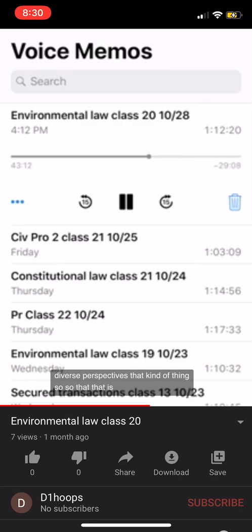So that's inclusion. And you can see that there's some relationship between inclusion and multi-stakeholder processes. We talked about multi-stakeholder processes in an earlier class, and there's some relationship there. They're not exactly the same, but there's some.